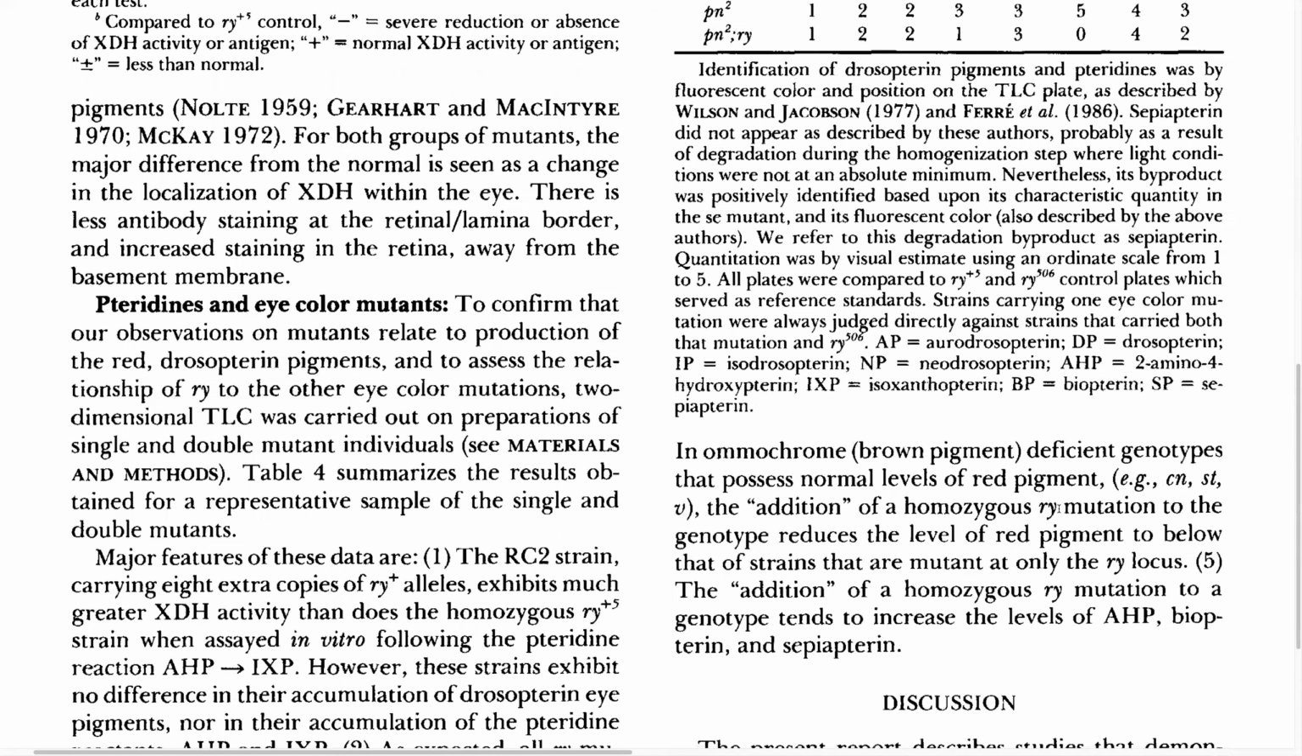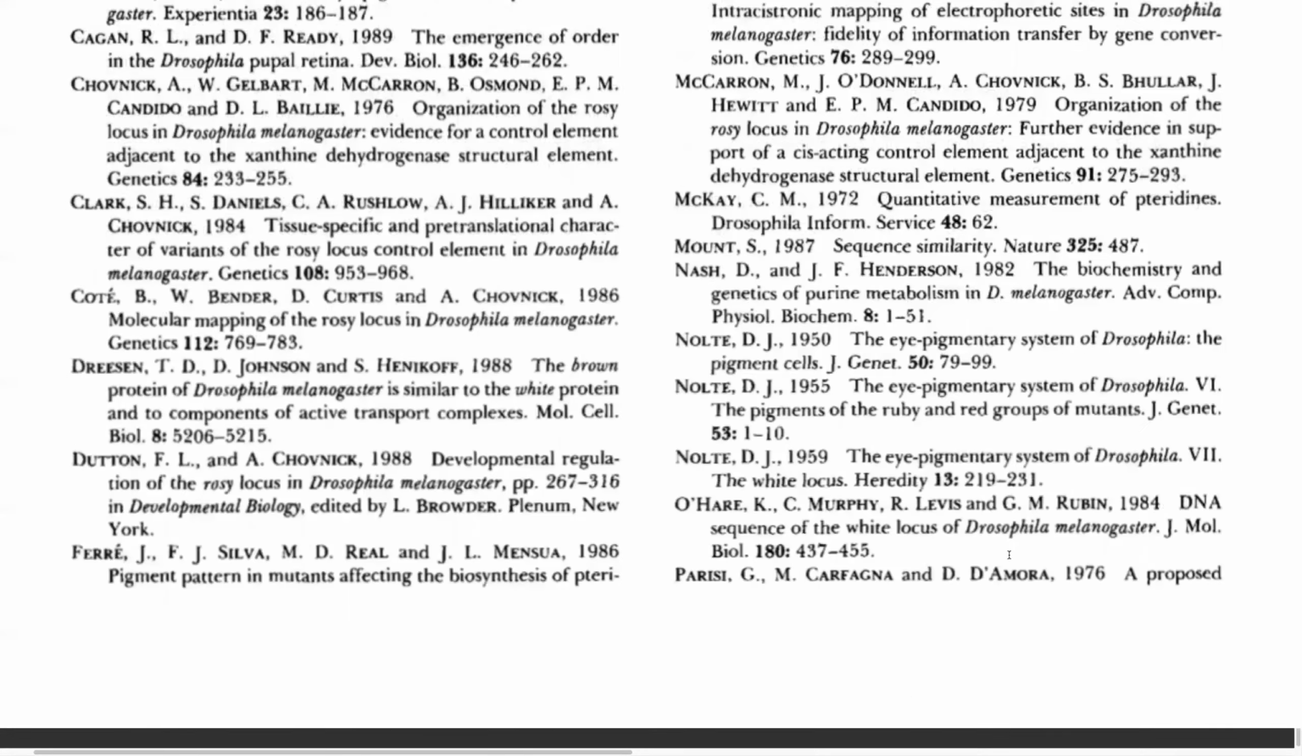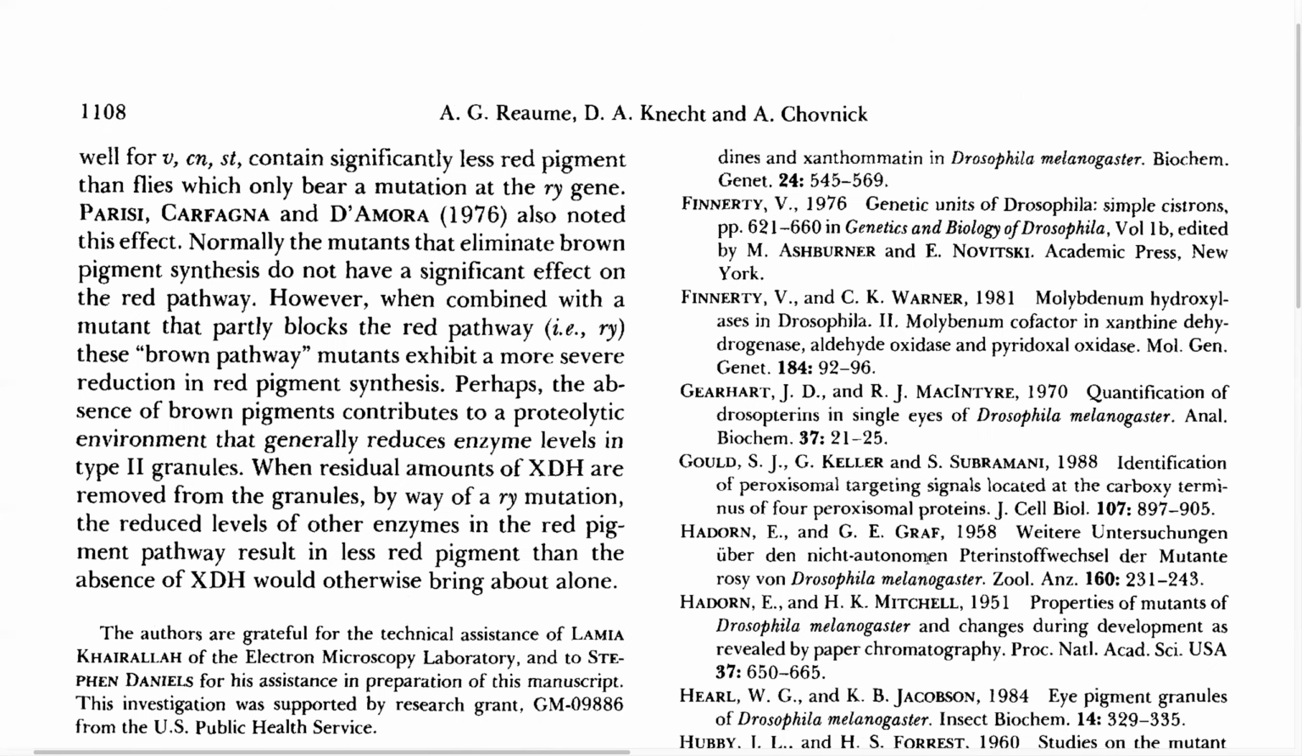Okay, so we had the introduction, now just a quick look at the discussion. So this is their version of summarizing what was really the most important take home from this study. The present report describes studies that demonstrate the localization of XDH. So not just in the eye, but in specific parts of the eye, these type 2 pigment granules of the secondary pigment cells of the eye. XDH is synthesized in other cells and then transported into the eye. All right, so kind of an interaction between the brown pathway, red pathway genes.